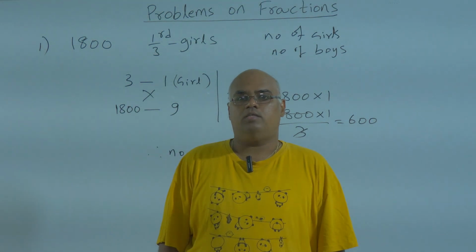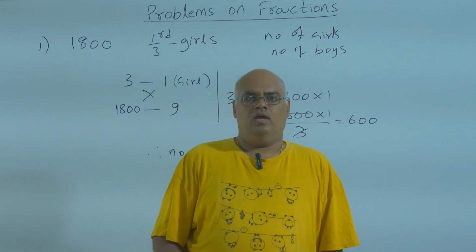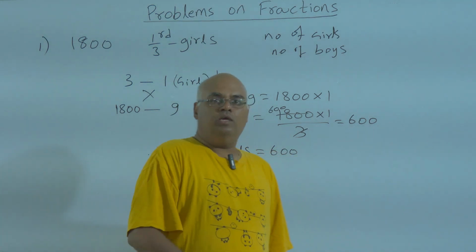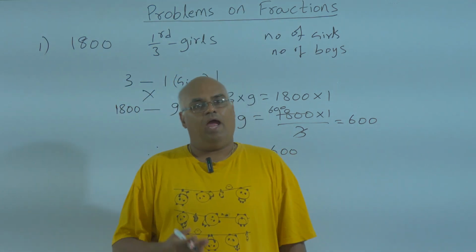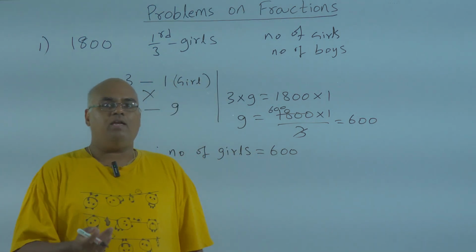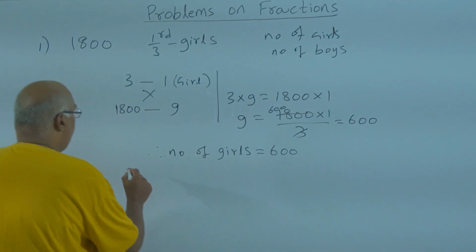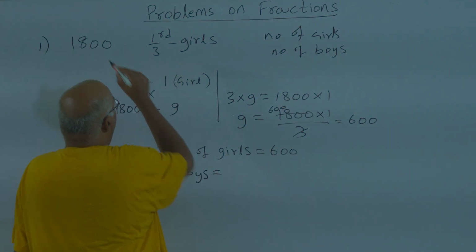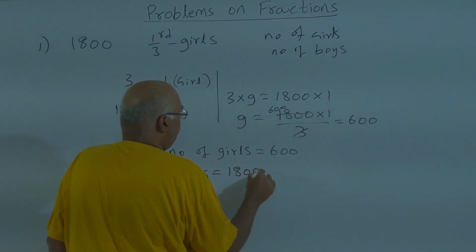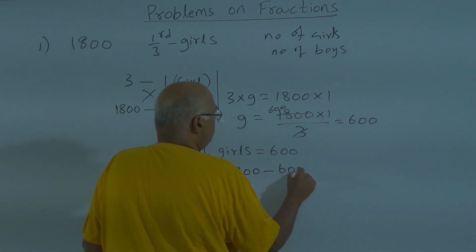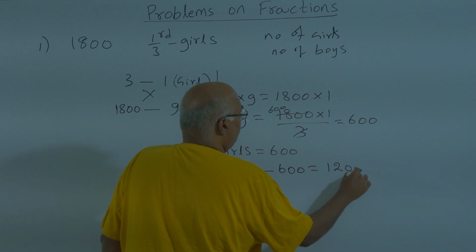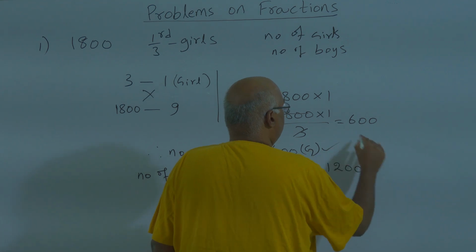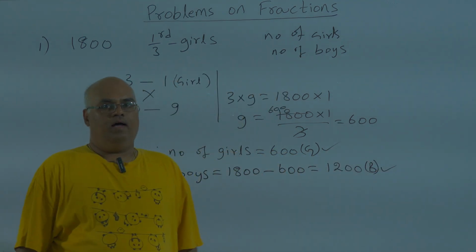Now how to find the number of boys? There are two ways in which we can find the number of boys. We can either use the same method, or the easiest method: you know the total number of students, that is 1800, and you know the number of girls, that is 600. Subtract the number of girls from the total number of students. So number of boys is equal to 1800 minus 600. This will give you 1200. So the number of girls is 600 and the number of boys is 1200. These are the required answers.